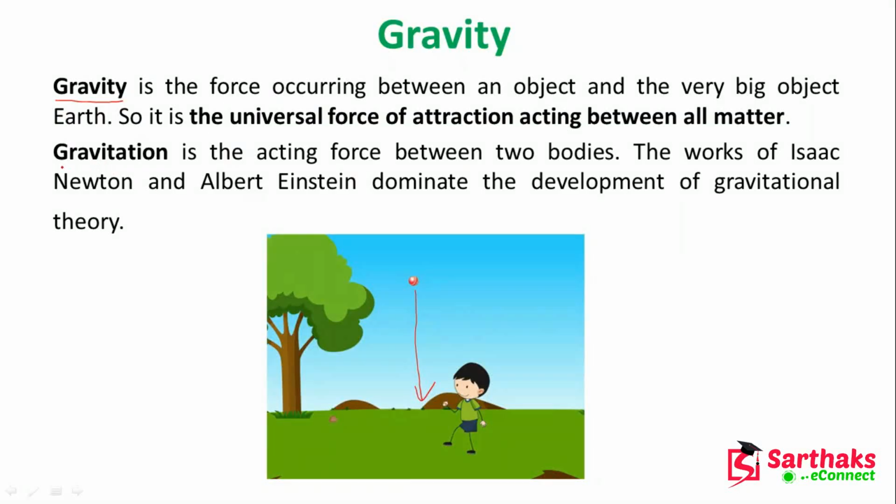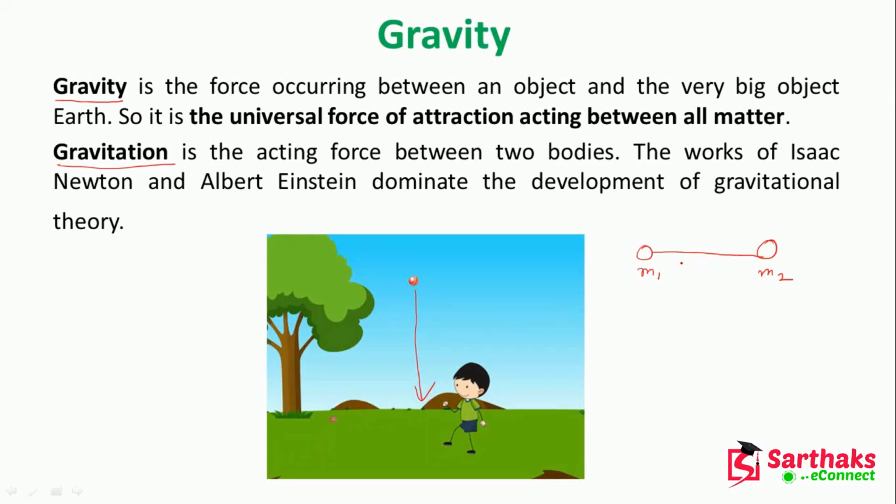And gravitation is the acting force between two bodies. Suppose I have one body having the mass m1, and another body or object having the mass m2. In between these two objects, I have some attraction force. Some force will be acting between these two bodies, and whatever the attraction force or acting force we have, that is called gravitation.